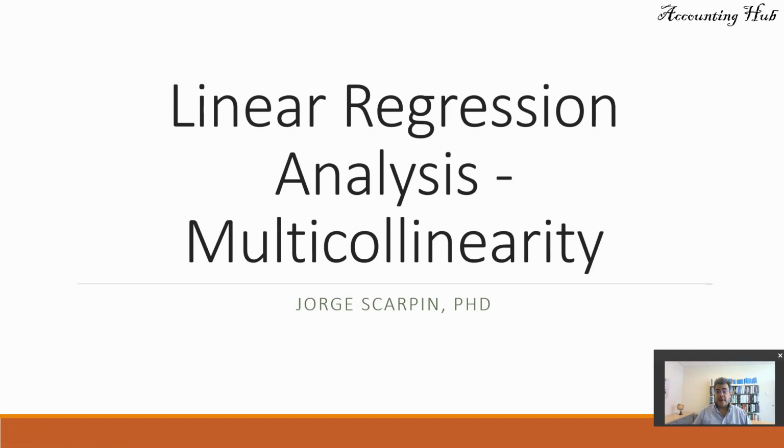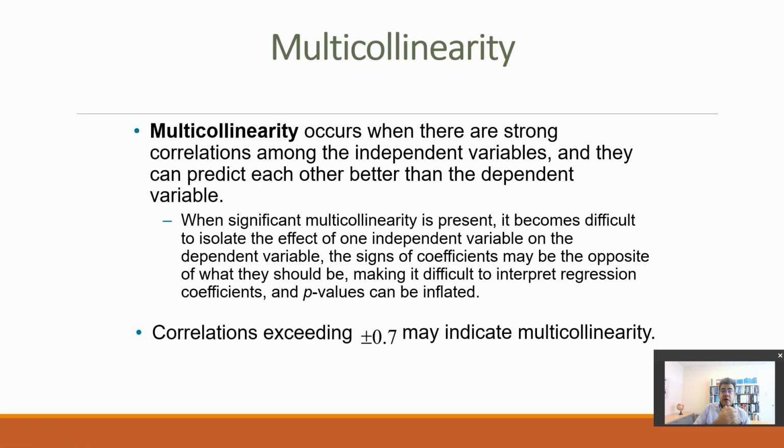I'm Professor George Scarpin, PhD in Accounting, and our topic today is multicollinearity in regression analysis. So, what is multicollinearity? It occurs when there is strong correlation among the independent variables, and they can predict each other better than the dependent variable.